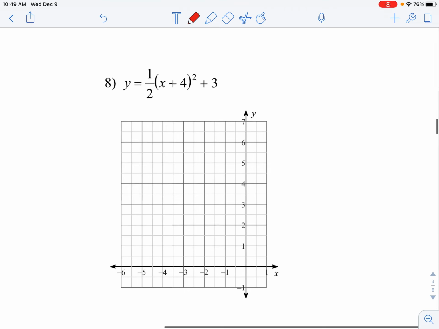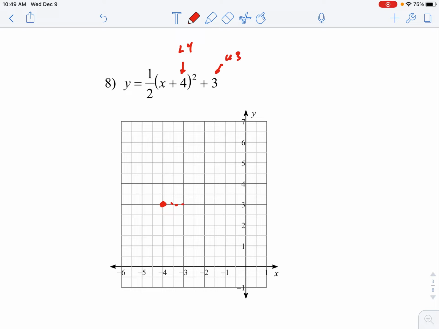Here we go. So left 4, up 3. I'm getting really lazy with these abbreviations. So left 4, up 3. There's my vertex. Positive, so this is going to open upward, but it's being multiplied by a half. So I need to shrink this by half.